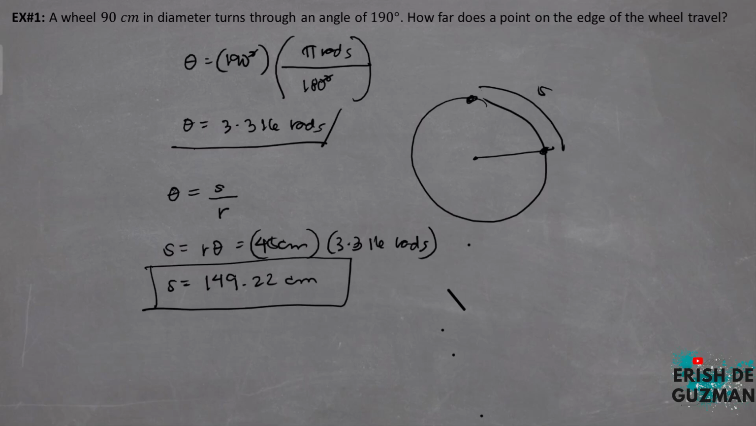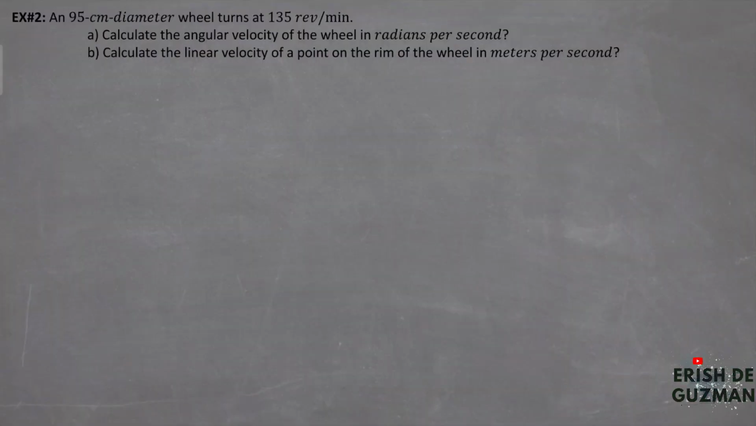So, this is example number 1. A 95 centimeters diameter wheel turns at 135 revolutions per minute. Letter A, calculate the angular velocity of the wheel in radians per second. And letter B, calculate the linear velocity of a point on the rim of the wheel in meters per second.